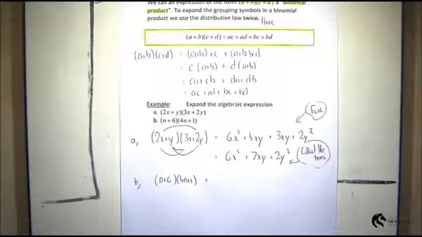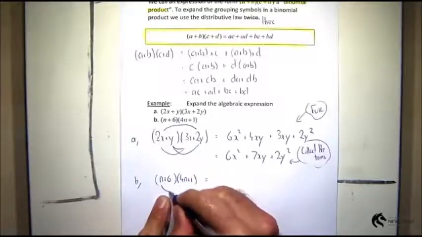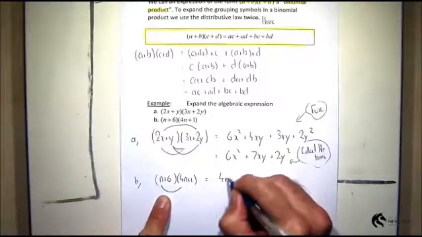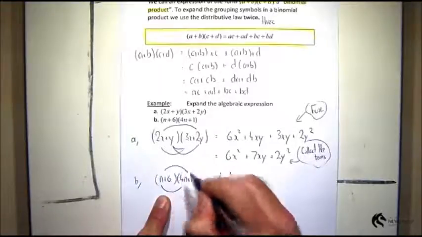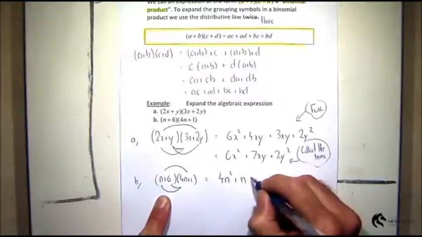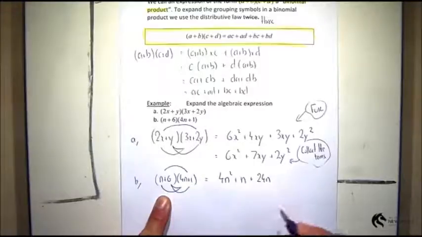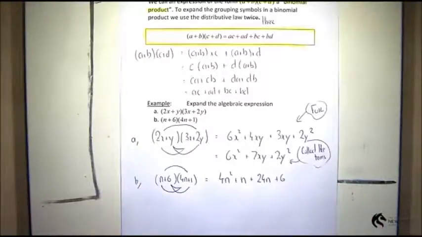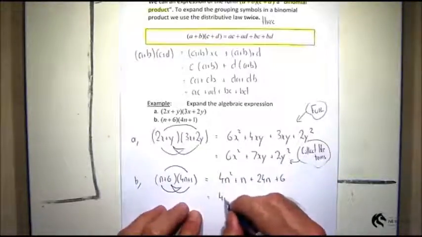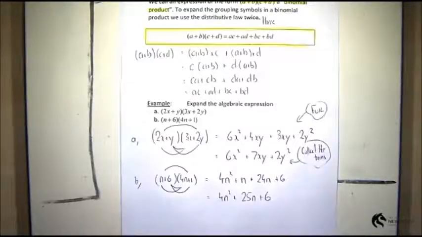Let's do the same procedure. n plus 6 times 4n plus 1. So first, n times 4n is 4n squared. Outside, n times 1 is n. Inside, 6 times 4n is 24n. And last is 6 times 1. So there's my FOIL. I now have some like terms that I can add up here. And I can have 4n squared plus 25n plus 6.